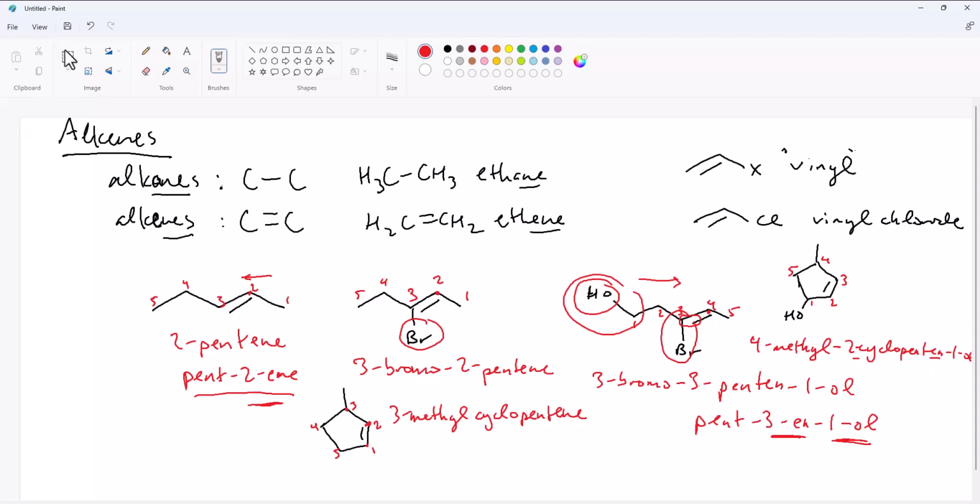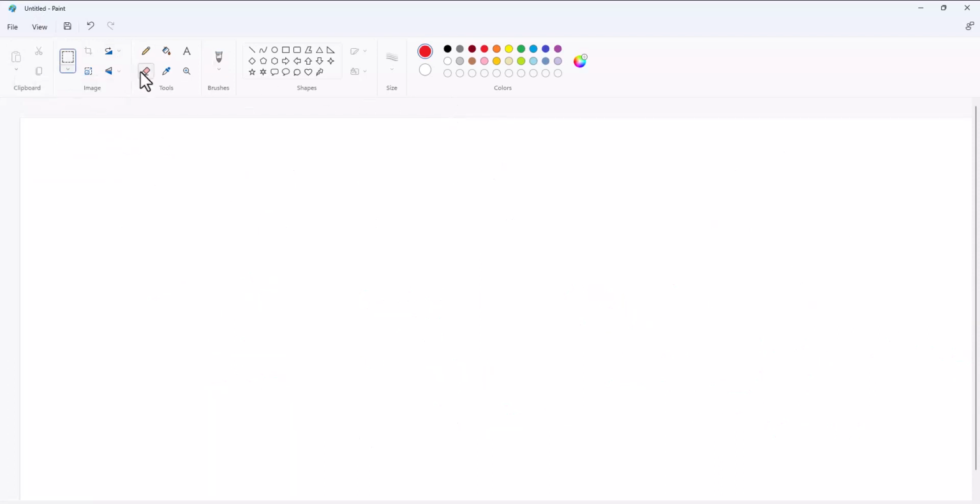Now, one thing to be careful of when we're naming alkenes is, as we saw in the previous chapters, chapter 3 and 4, that alkenes can have stereochemistry about them. In fact, the stereochemistry for alkenes deals with both cis and trans, and also E versus Z. So this is when you would want to review cis and trans, E and Z.